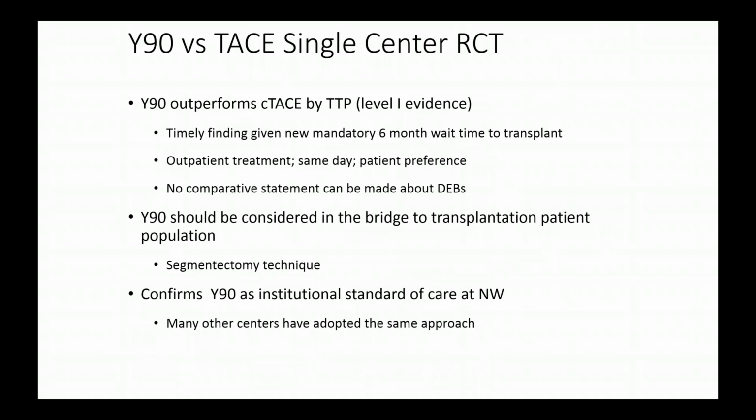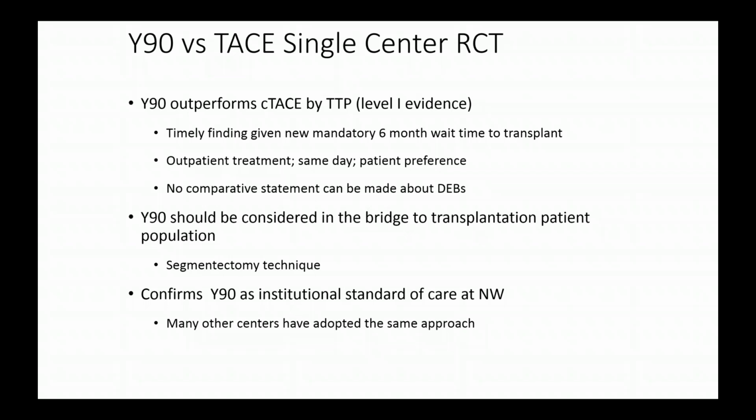So from their standpoint, this is Y90 versus TACE as a single center randomized study. They basically said that Y90 should be their standard method for bridge to transplantation, especially with a very selective segmentectomy technique. And for Northwestern, that is their standard of care now, and that's what they do for all patients.